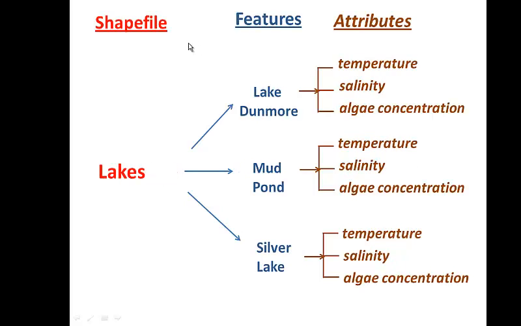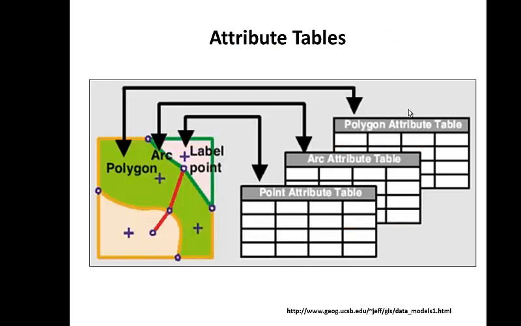So for example, if our shapefile is lakes, each feature within that shapefile would be a different lake: Dunmore, Mud Pond, or Silver Lake. Each attribute would be a piece of data specific to each of the lakes. For example, for each lake, we might store its temperature, its salinity, and its algae concentration. And the important thing is that these attributes have the same categories for all of the lakes. So all of this data stored and associated with a shapefile can be stored in what are called attribute tables.